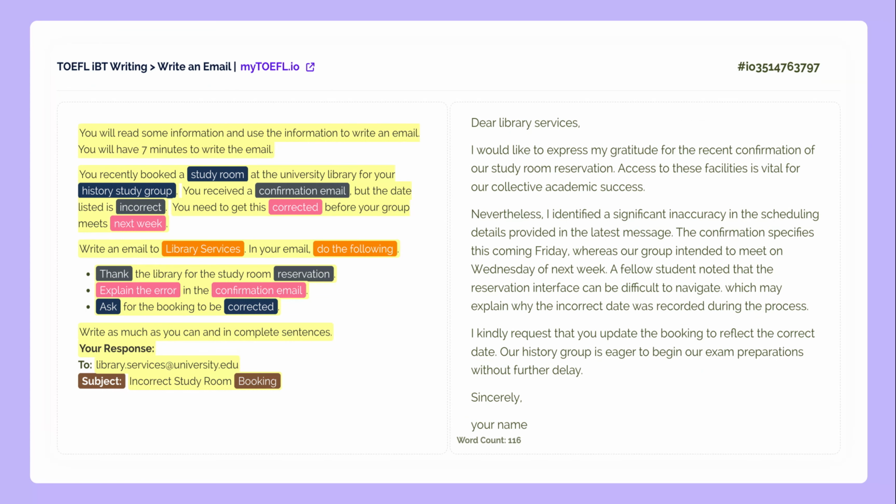Great job! You have now seen how to build a complete, high-scoring email by addressing every requirement with clarity and a professional tone. Keep practicing these structures, and you will be ready for the writing section.